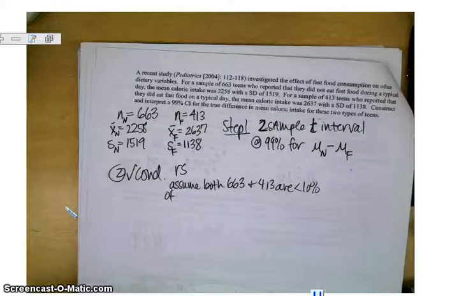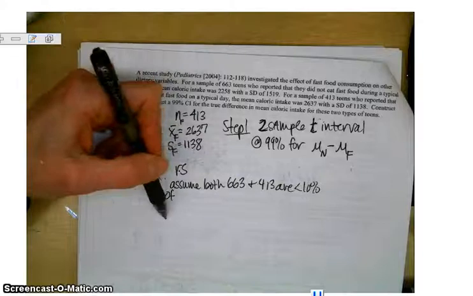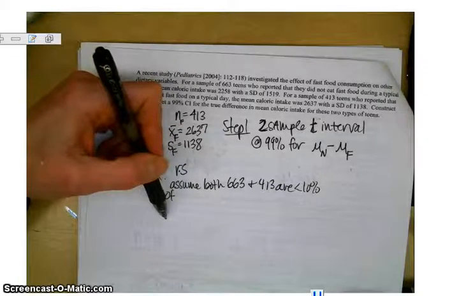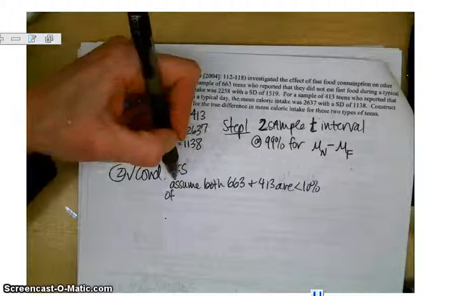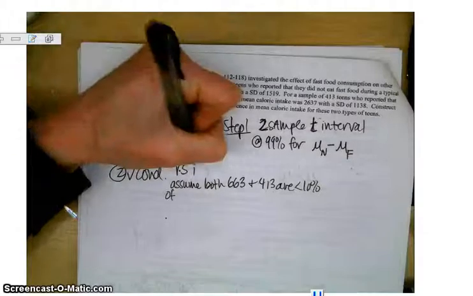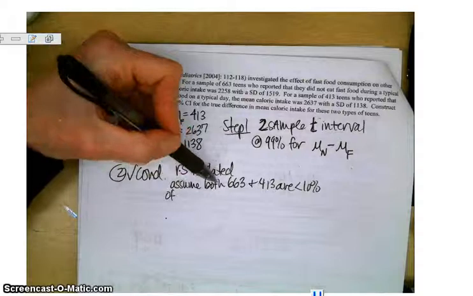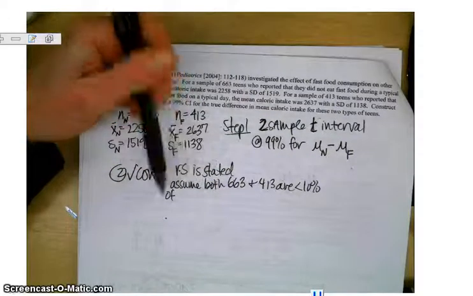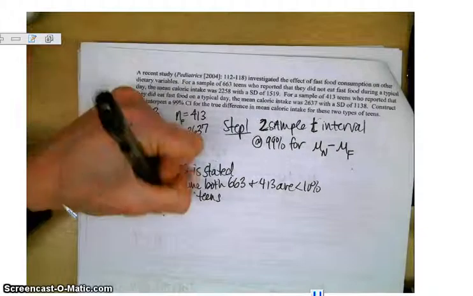If it's an experiment, you only have to check the random sample and the large sample size. But here, since this isn't, we have to check all 3 conditions. So random sample is stated. Assume both 663 and 413 are less than 10% of all teens. And n is definitely greater than 30.